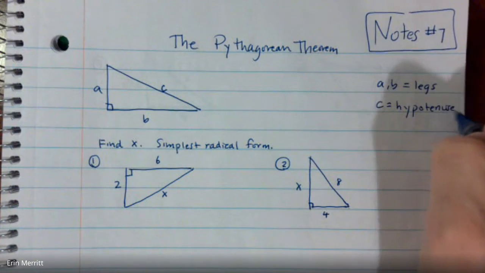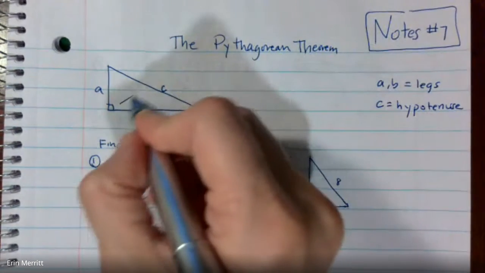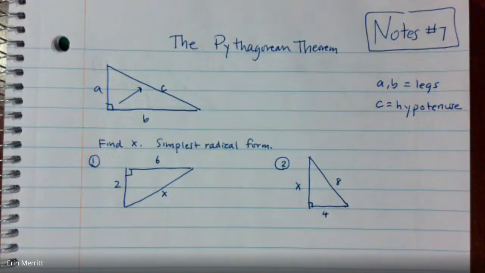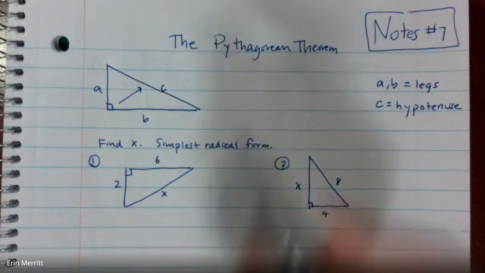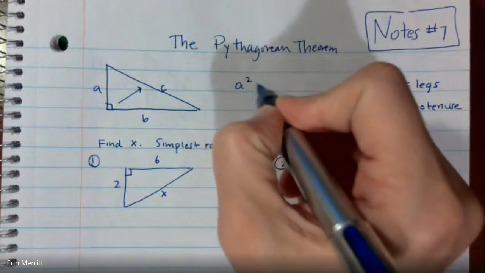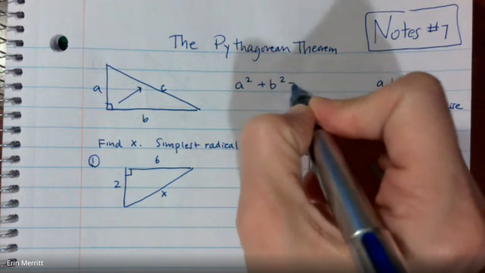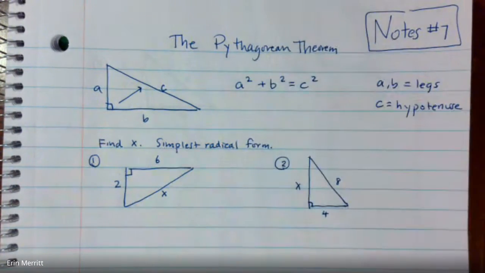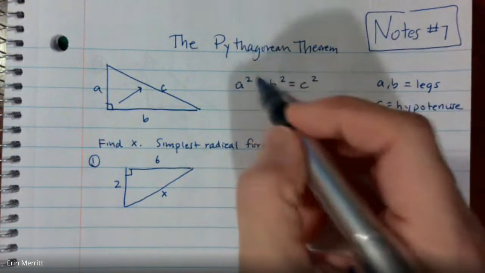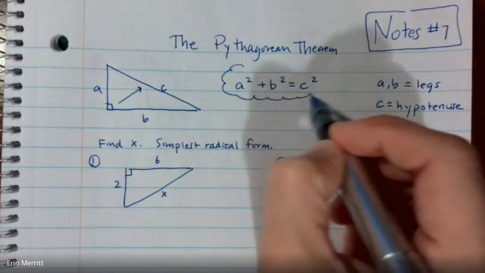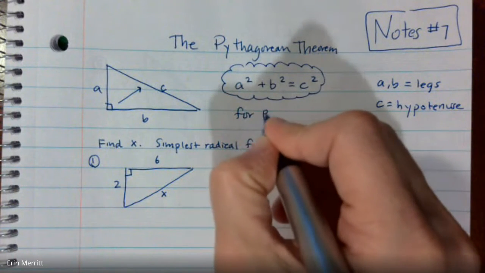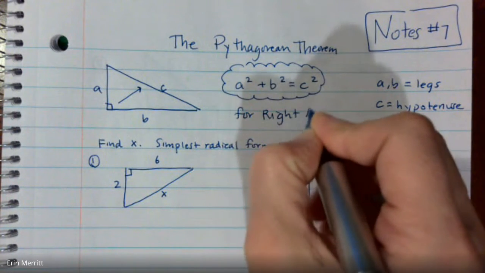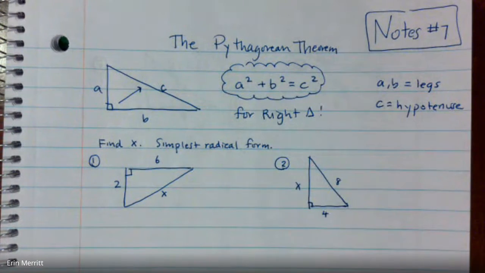which is the side across from the 90-degree angle, or the longest side, because that's your biggest angle, longest side. All right. So the rule is that A squared plus B squared has to be equal to C squared when you have a right triangle. That is the Pythagorean theorem. This is specifically for when you have a right triangle. All right, so let's put this to work.